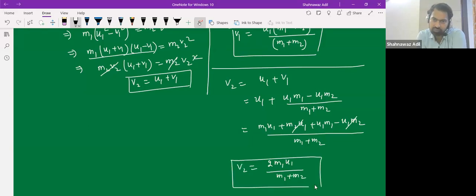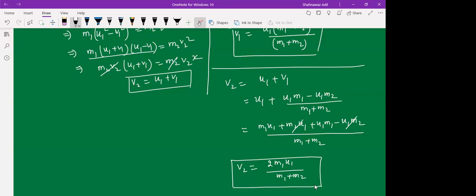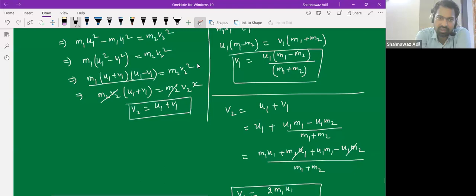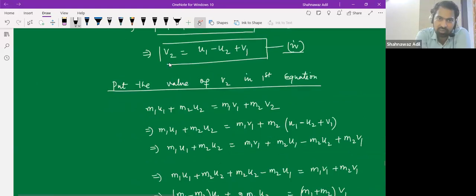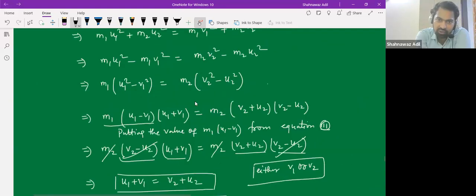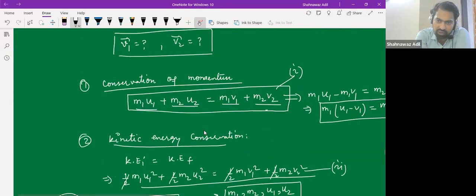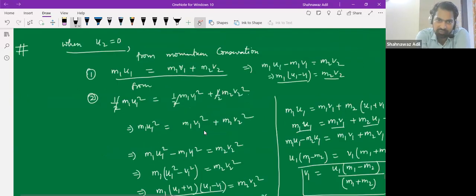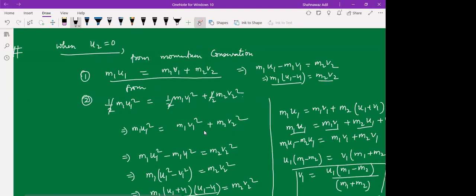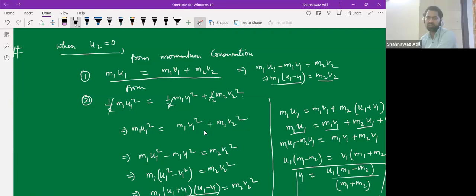Okay, sir. So please note down this simpler one. The earlier one was complicated because I took u2 to be non-zero, so you note down that it is not needed. So how will they ask this in the exam? They will tell you to derive the velocities.